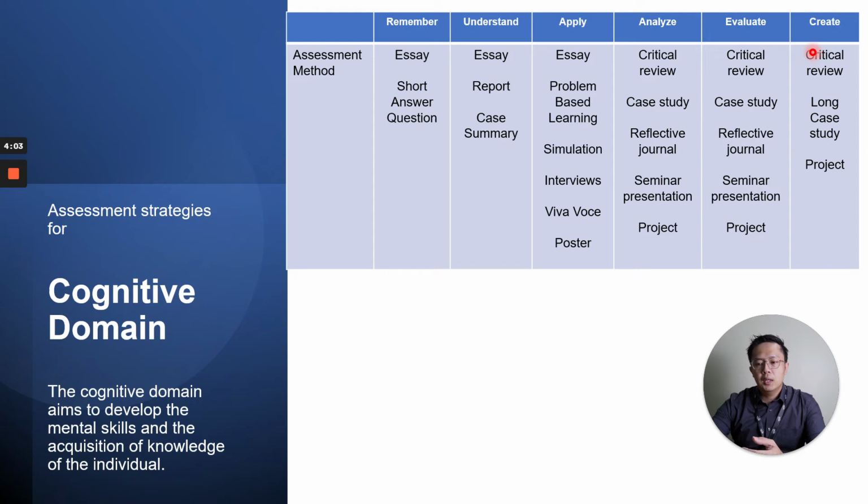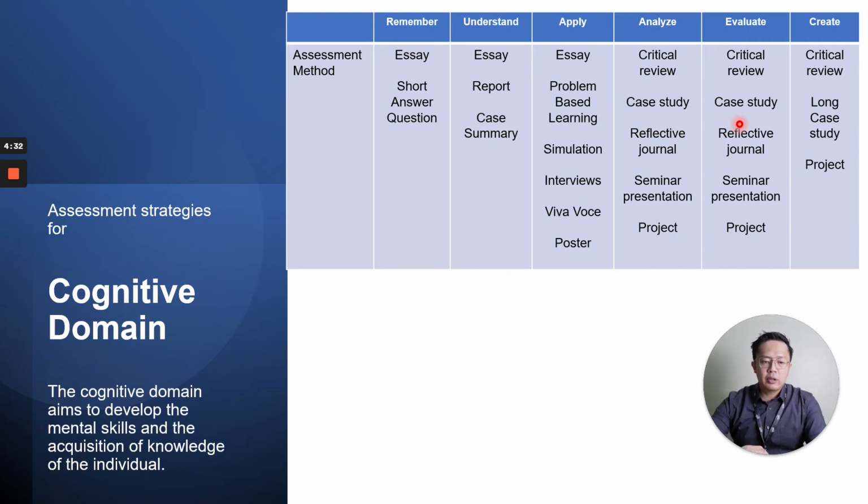You can go up to the most difficult one, which is create, where you can ask the students to conduct actually a critical review, a long case study, or a project on a particular topic. So where you will require the students to actually create a new idea or new understanding from the case study that they have studied, come up with a new strategy, or propose new solutions to the existing problems. So this could be one of the ways you could test at a different level using a different technique.